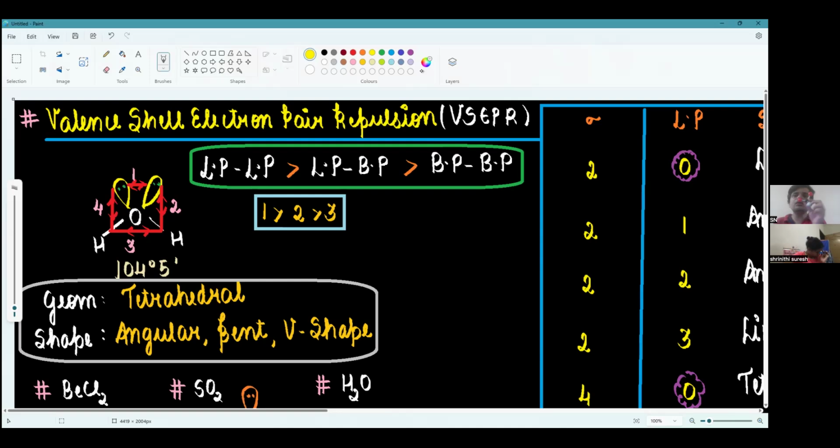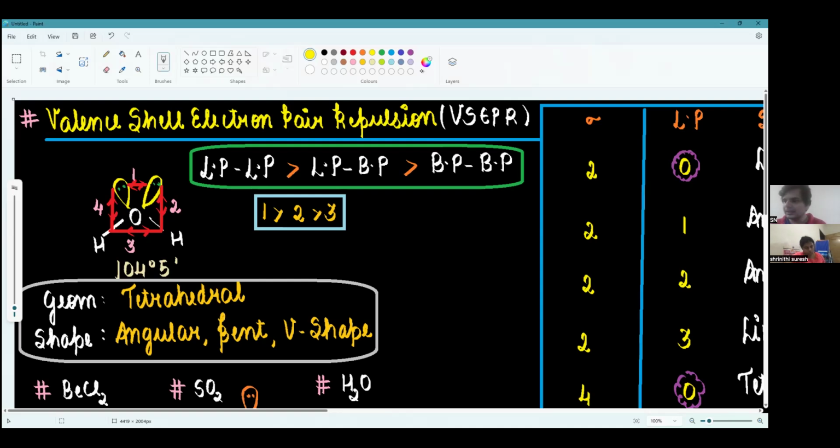As I told you, when we are calculating the shape of the molecule, we ignore the lone pair. So just cover this lone pair. You will be able to see this shape as angular shape again. So again, it is called either angular or bent or V shape. Got it, madam?